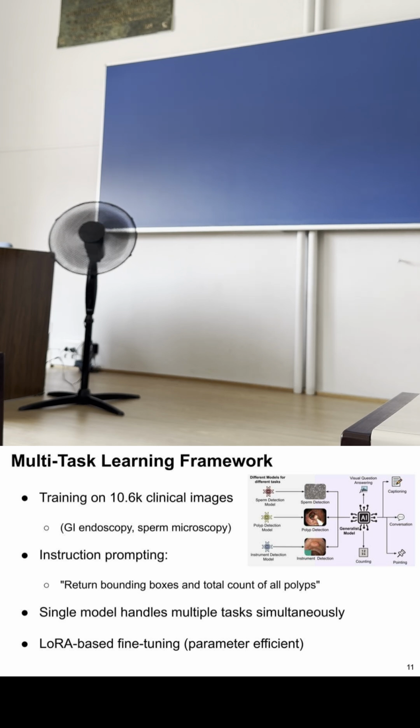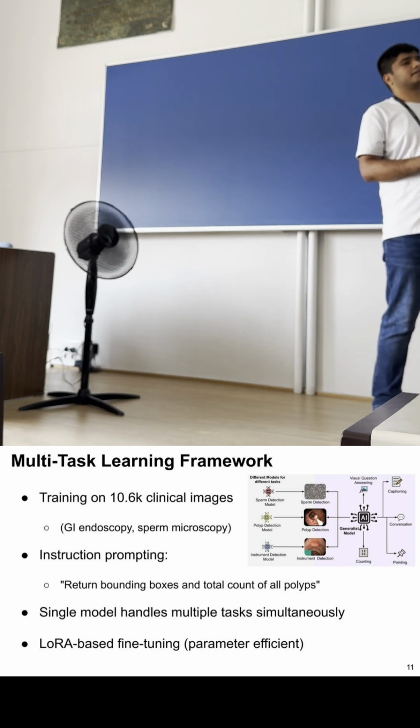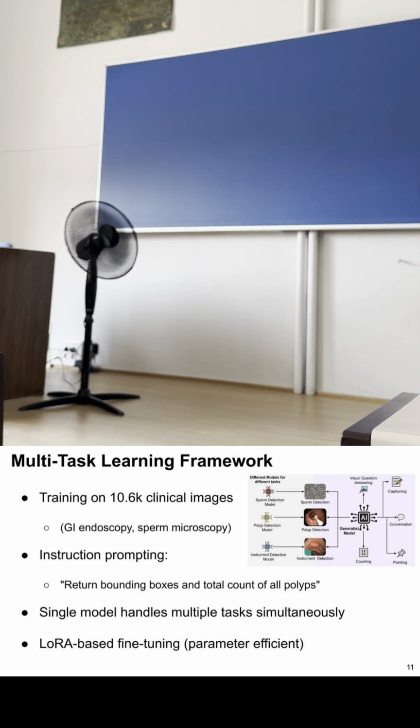What we are trying to do here is build a generalist model, a single model that can work on different domains and also do different tasks at once. If you recall classical detection models using CNNs, they can only do one task at a time. But with this approach, we can maybe do multiple tasks across multiple domains. We fine-tune this model on 10,600 annotated images with the approach I mentioned. Usually the instruction is just written in text. For example, you can actually do bounding box and a total count at once.